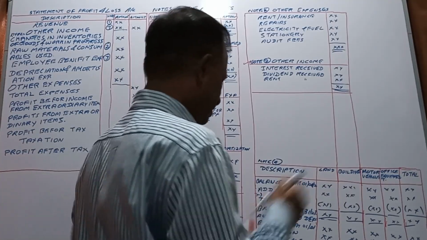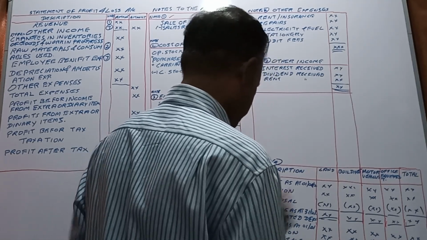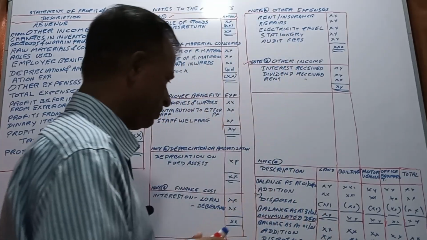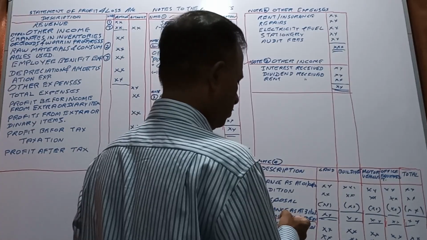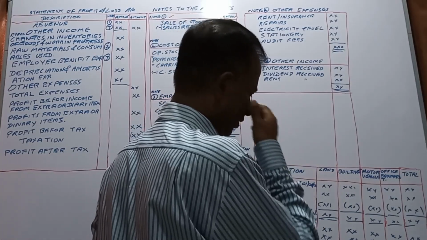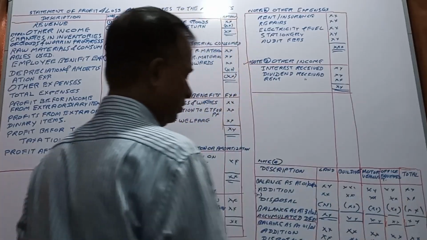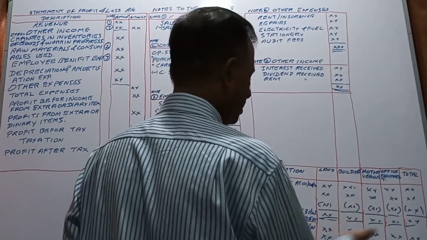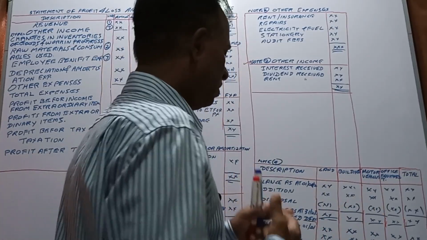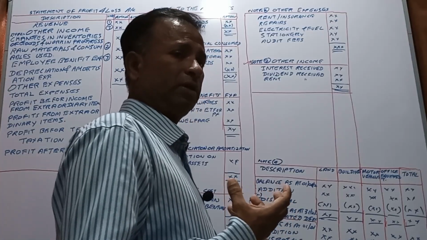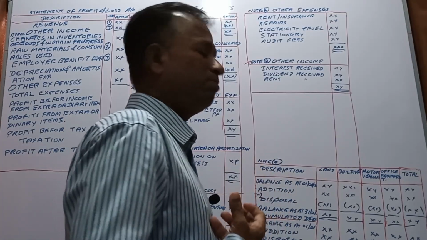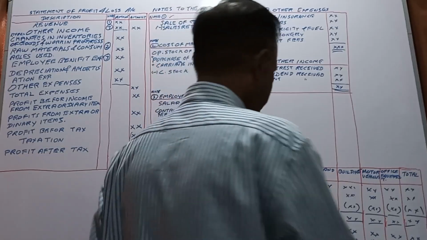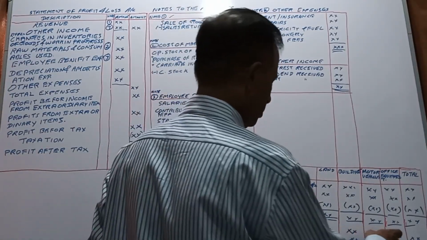Next one is accumulated depreciation. Here you will provide the detail of accumulated depreciation. The balance as at 1st January 2020 or so, you will put the balance brought forward. Then second is addition. You have to add whatever depreciation you have made during the year. The depreciation made during the year you have to mention in the addition column.